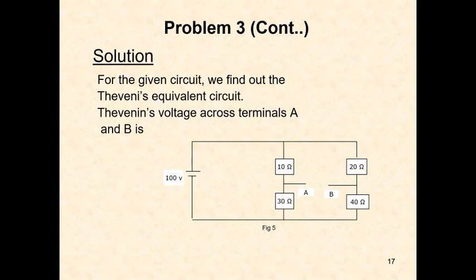Then the current flowing through the two branches we have to calculate. So the 40 ohms and 60 ohms branches become parallel. Find out the total current now. So VAB is equal to the voltage across 30 ohms minus the voltage across 40 ohms. Then we can find VAB. For finding that, we have to find out the currents.